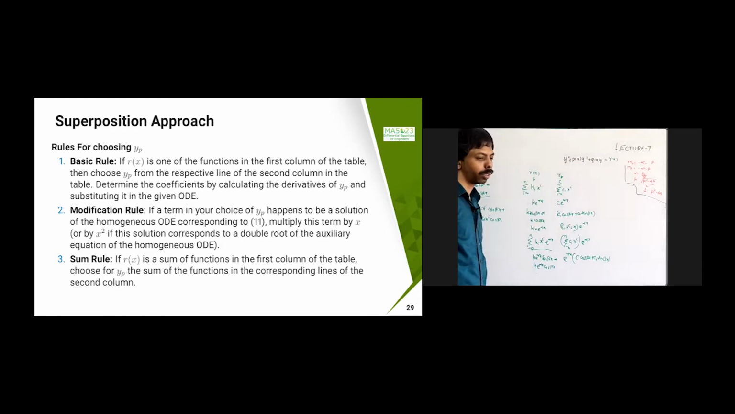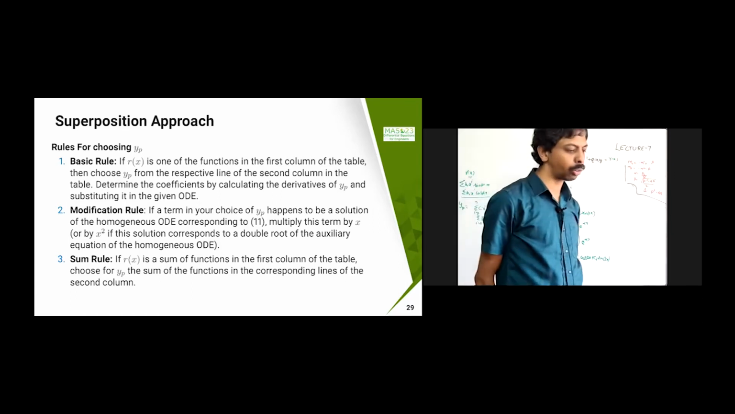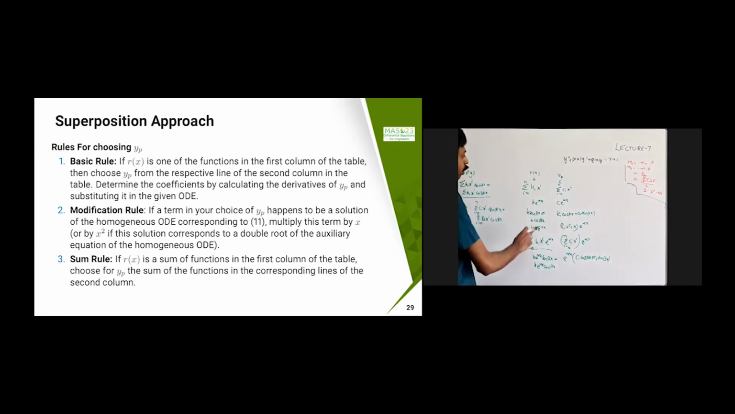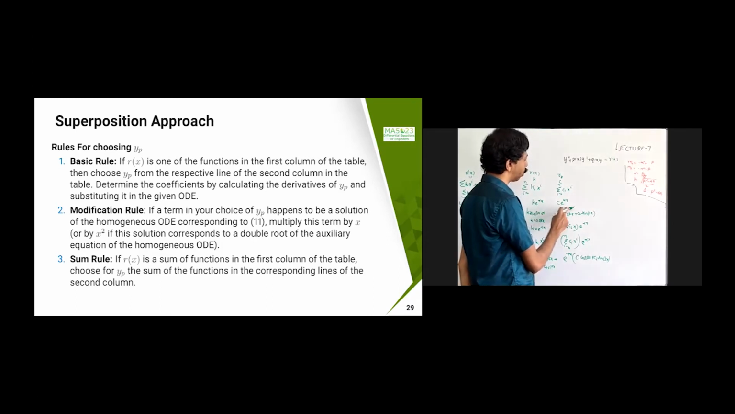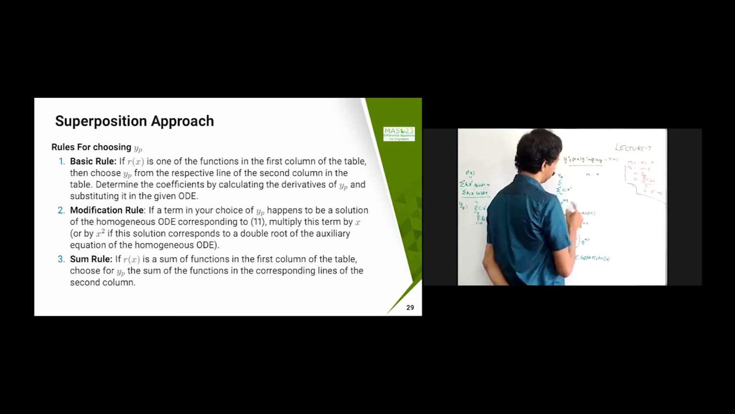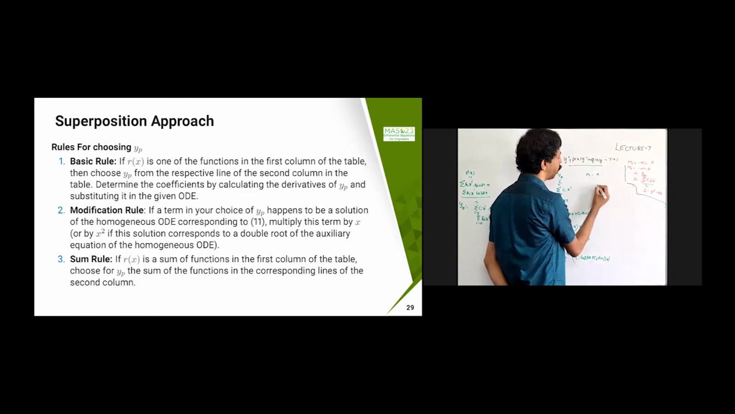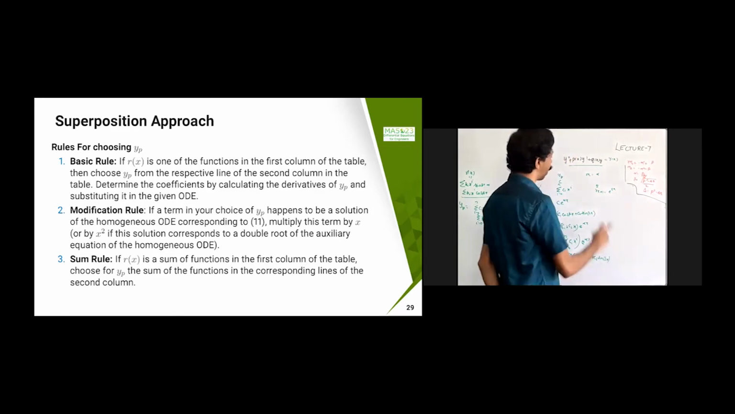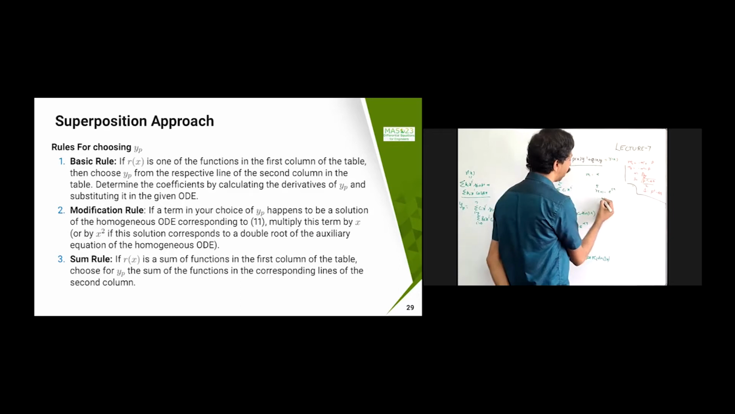Suppose a term in your choice of yp happens to be a solution of the homogeneous equation. For example, once you are solving here, e power alpha x is going to come. Suppose my m is also a root from this one. I solve this homogeneous equation, and in that case my m1 is also alpha. For example, say in one problem the root from the homogeneous ODE is 5, and in R of x I have something like e power 5x. So in that case, both are the same: in yh it is going to become c1 e power 5x plus c2 e power some x.